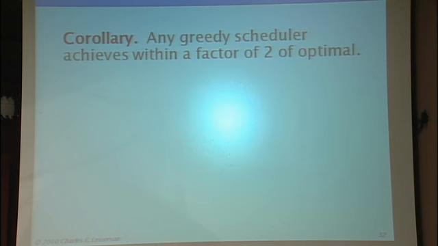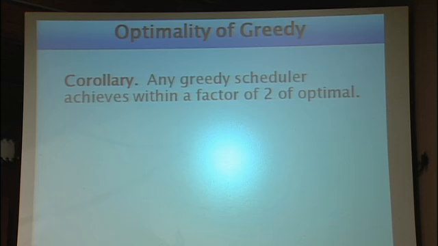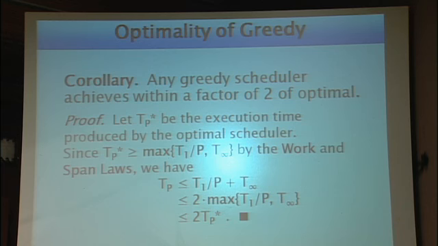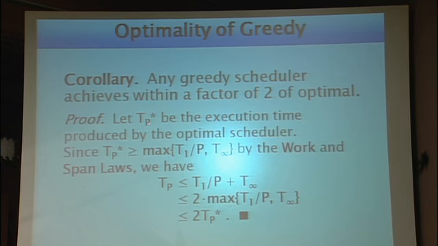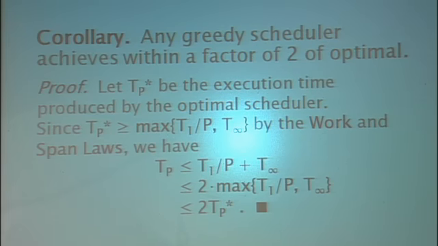So one corollary of the greedy scheduling algorithm is that any greedy scheduler achieves within a factor of 2 of optimal scheduling. Okay, so let's see why that is. So it's guaranteed as an upper bound to get within a factor of 2 of optimal. So here's the proof. Let's let TP star be the execution time produced by the optimal scheduler. This is the scheduler that knows the whole DAG in advance and can schedule things exactly where they need to be scheduled to minimize the total amount of time.